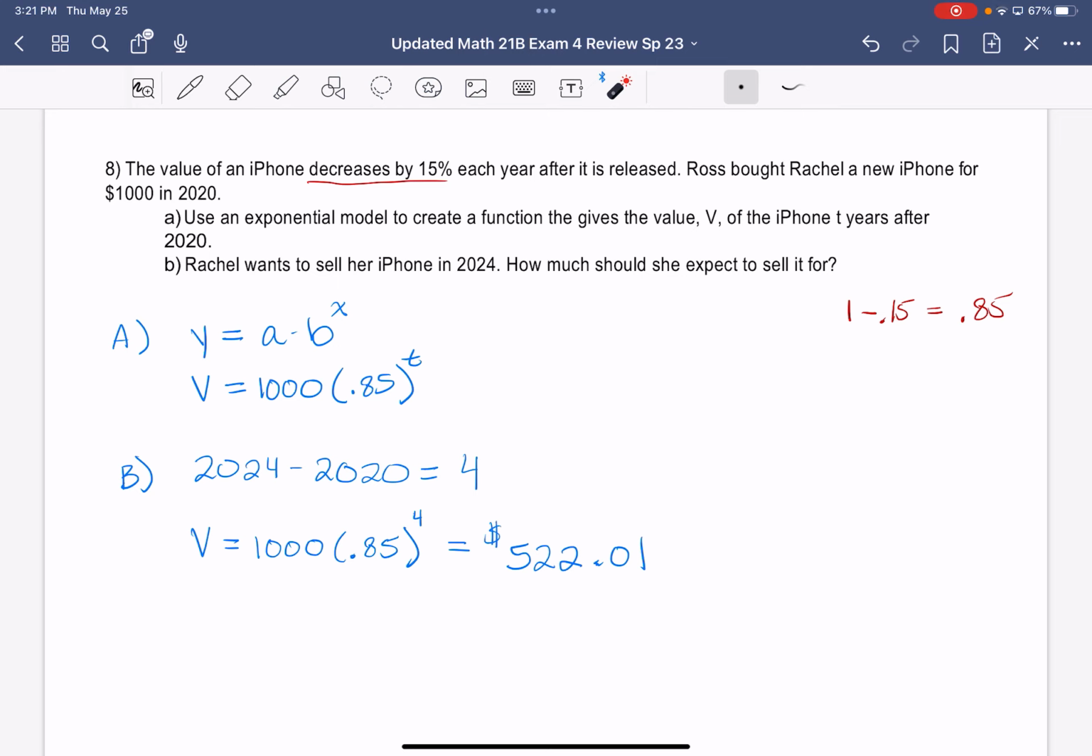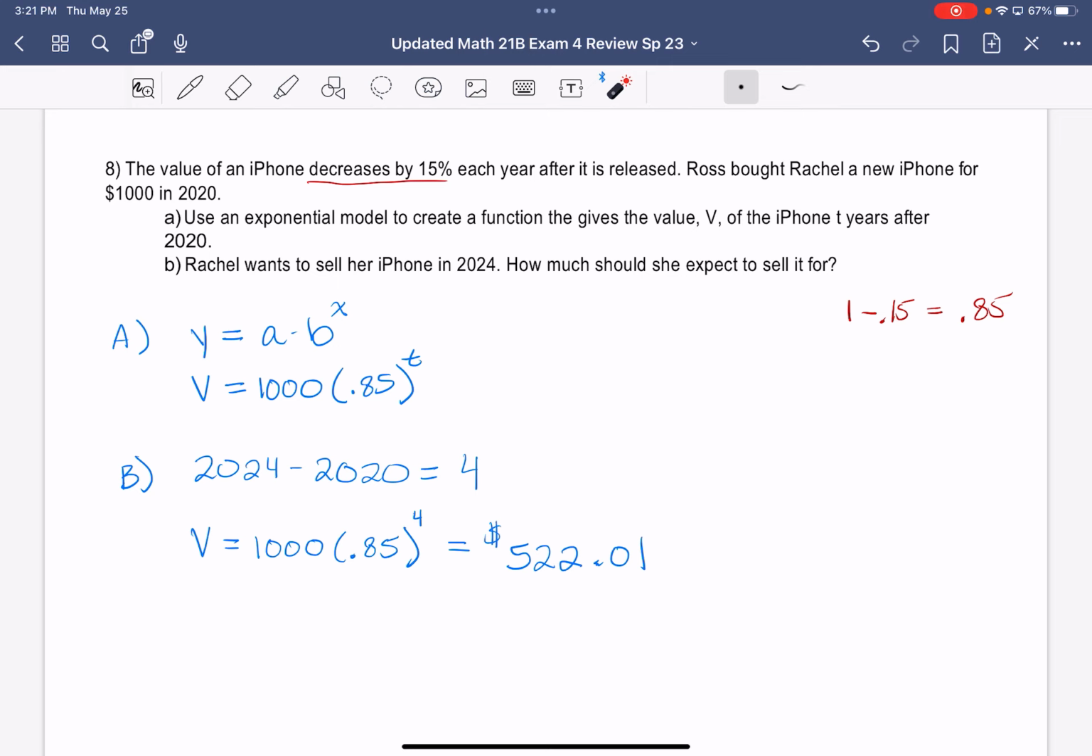So what gave it away to use that formula y equals a times b to the x? Oh, because it says it's decreasing by 15% each year. That's exponential. Yeah. Would that apply to all of them, or are we going to have to identify what's exponential?